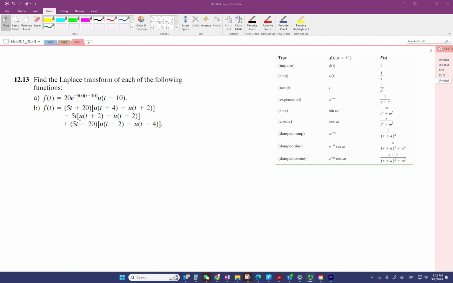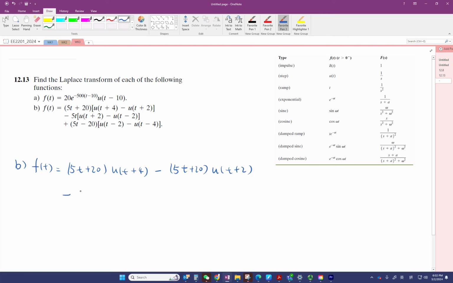Alright, so for part B, we need to expand this function. So this f(t) equals, we're going to break this bracket, so it's (5t plus 20) multiplied with u(t plus 4) minus (5t plus 20) multiplied with u(t plus 2). Okay, so break this, and the next line I will write here.